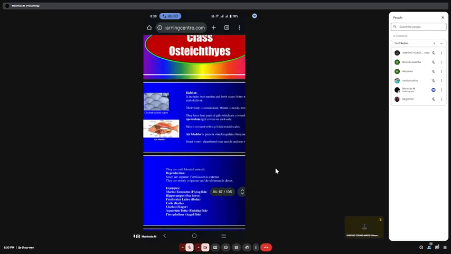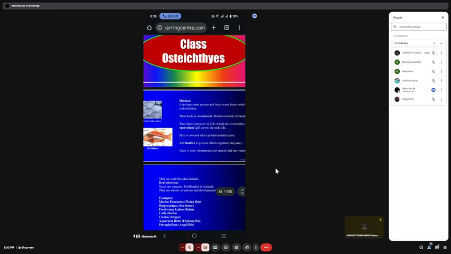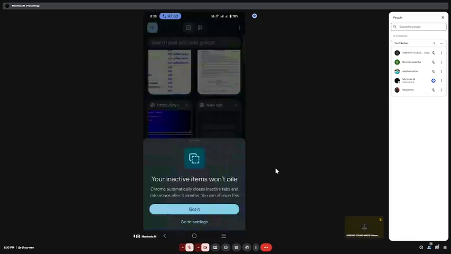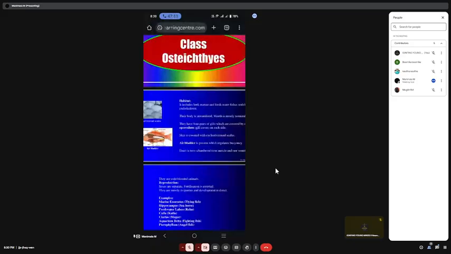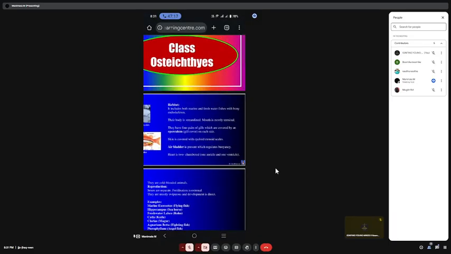Osteichthyes. Here also, if you see the habitat, they are commonly bony fishes. Osteichthyes means bony fishes. So osteo means bony, and chondrio means cartilage fishes.